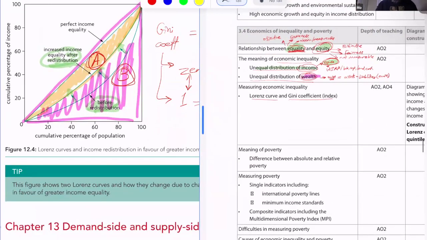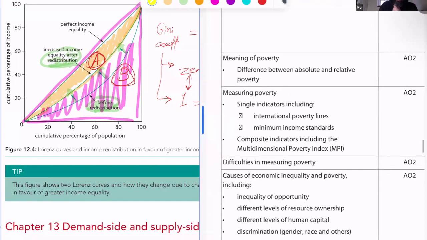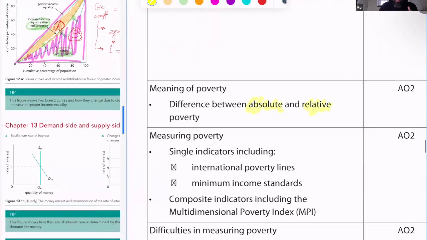So, any questions about economic inequality and how it's measured? Awesome. Let's talk about poverty. Poverty is basically not having enough income to secure what we call a decent standard of living or a minimum standard of living. There is absolute poverty and there is relative poverty.